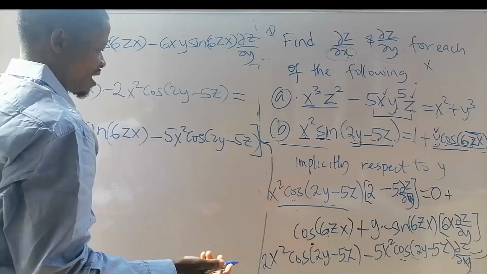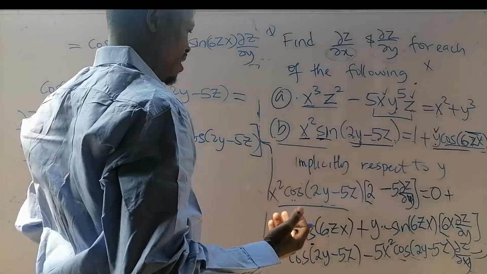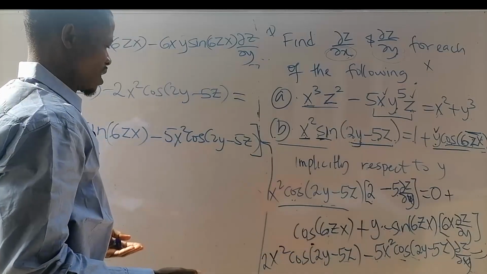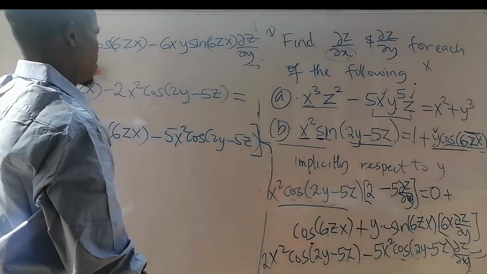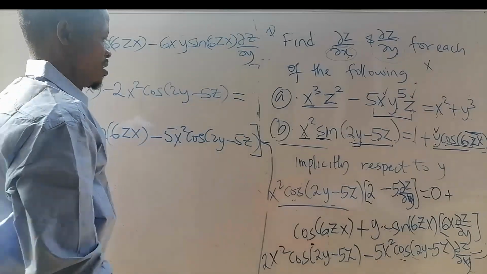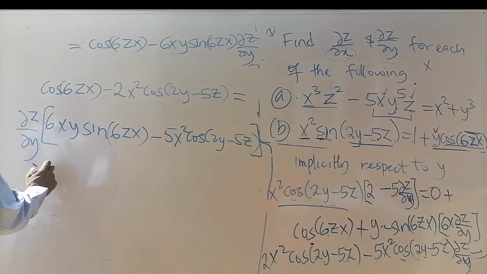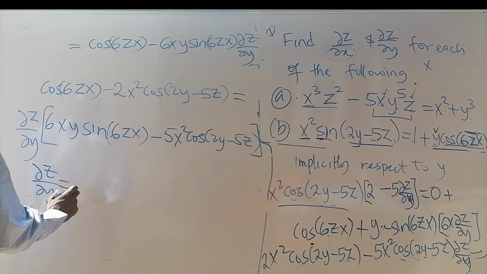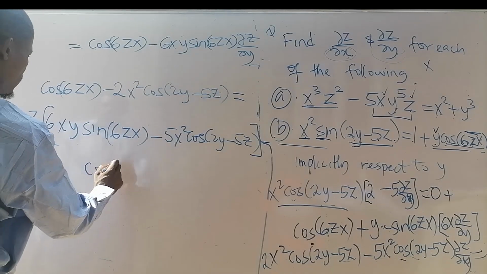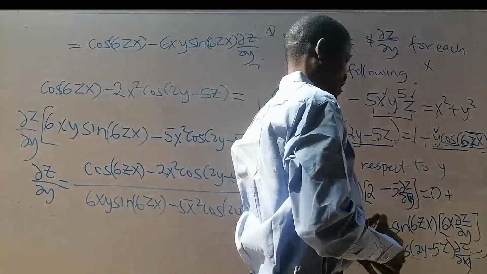Just collect like terms. Bring your del z del y together. Move this one to the other side, and then move this one to the other side. So come and join this one. Finally, make your del z del y the subject, and that will give us this. So that's that on these aspects.